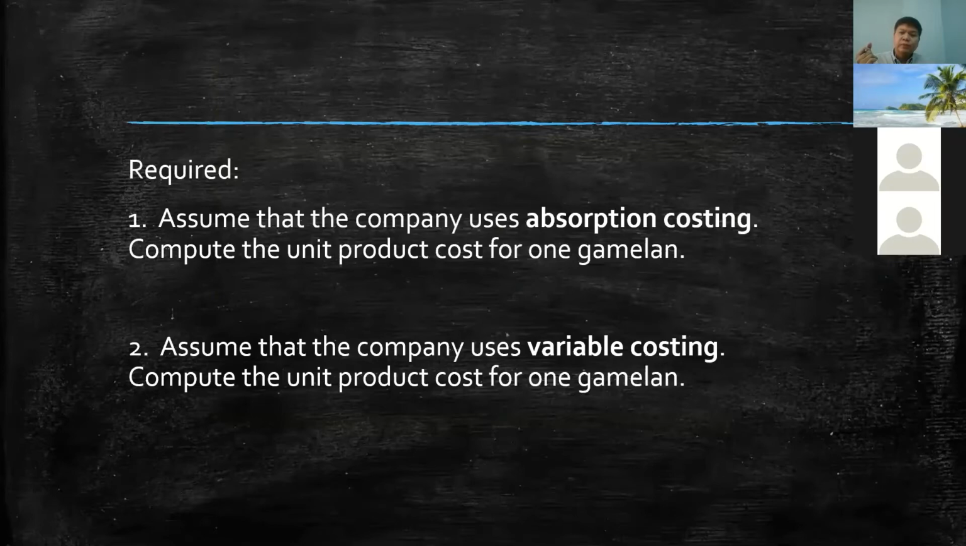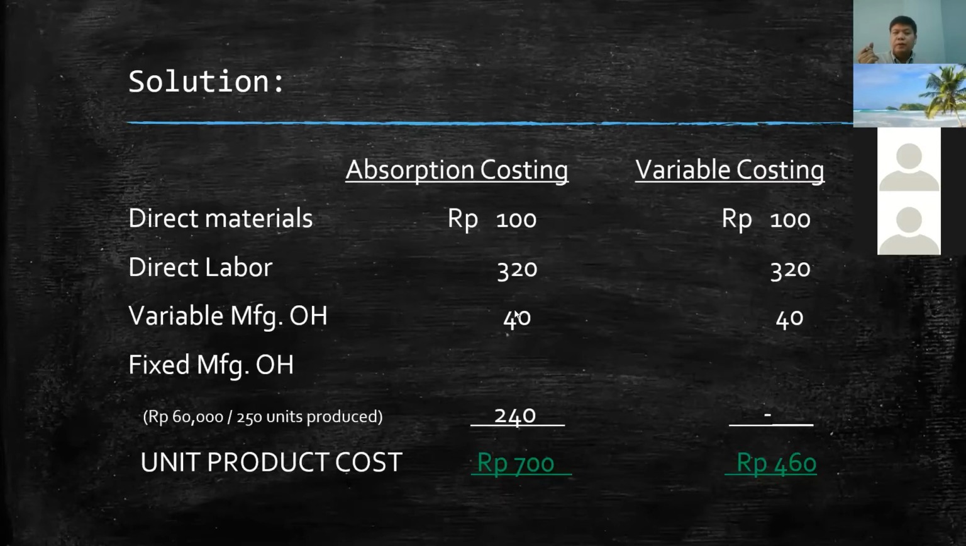Then we will also be computing for the product cost of one gamelan. So we have it here. Absorption costing in the first column and the variable in the second one. Direct materials would be 100 both. Direct labor 320 both. Variable manufacturing overhead also taken in consideration for both. And for the fixed manufacturing overhead, it only appears on the absorption costing. So that will be a total of 700 for the absorption costing and 460 for the variable costing.